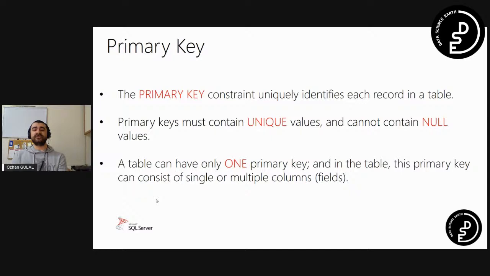A table can have only one primary key. Sometimes we leave some exceptional situations, but almost always you have only one primary key in a table, and this primary key can consist of single or multiple columns or fields, it doesn't matter. The purpose of this primary key is to represent the different columns of all of them.